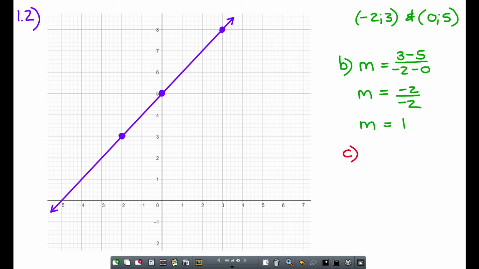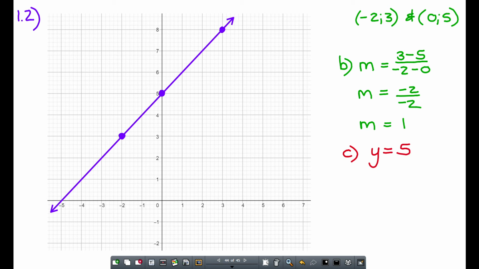Okay, then at C, they're asking me, what is the intercept of the line? Where does it intercept the y-axis? It intercepts here where y is 5. Do you guys see that? Okay, so I'm going to say where y is equal to 5.